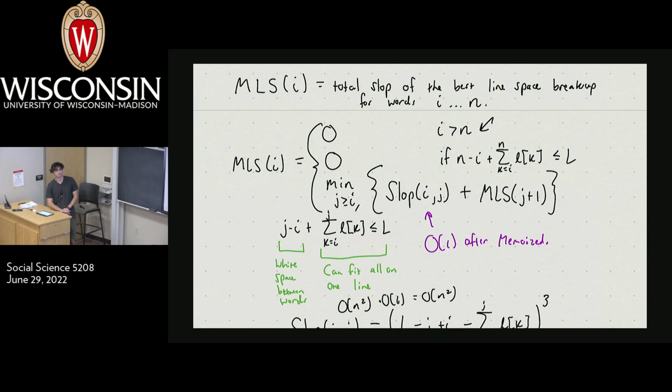It's j plus 1 because j is the last word. i is the first word on our line, and we're choosing j to be the last word. So if j is the last word, then the next word on the next line is going to be j plus 1. Yep, good question. Any other questions?